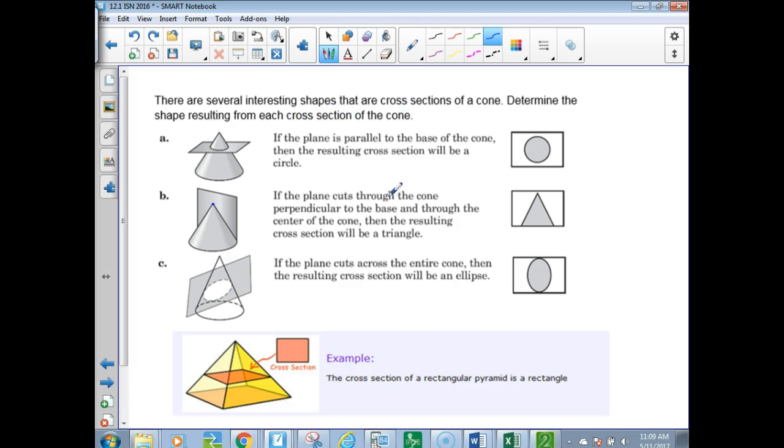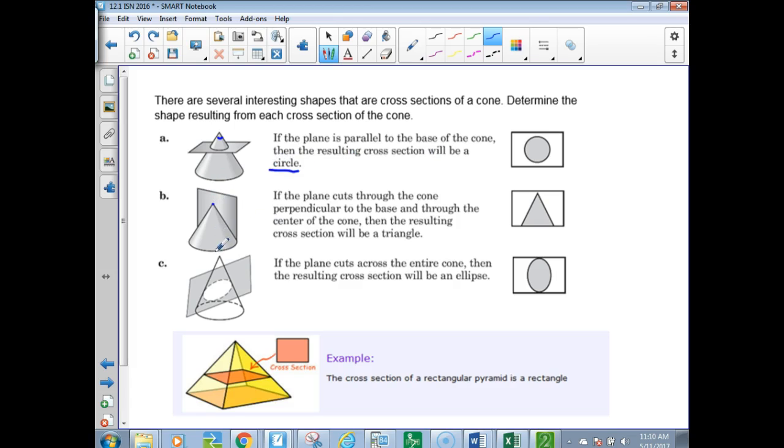Now, if you were going to have to do this, you're going to have to know that if you slice a cone horizontally, as you move down, you're going to get a little circle, another circle, a bigger circle, and you keep getting circles that are a little bit bigger and bigger. So when you do a horizontal to the base slice with a plane, you're going to get a circle.